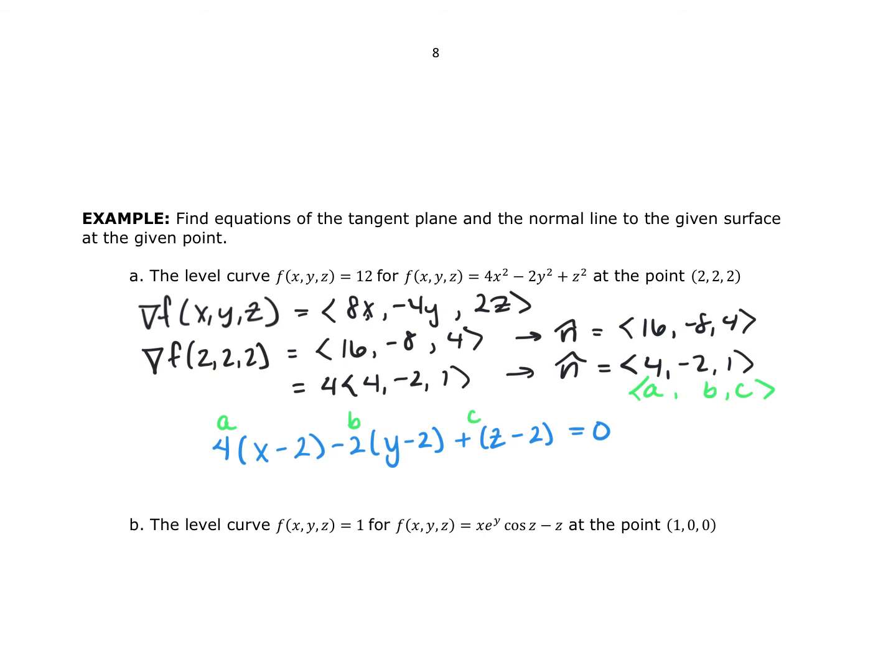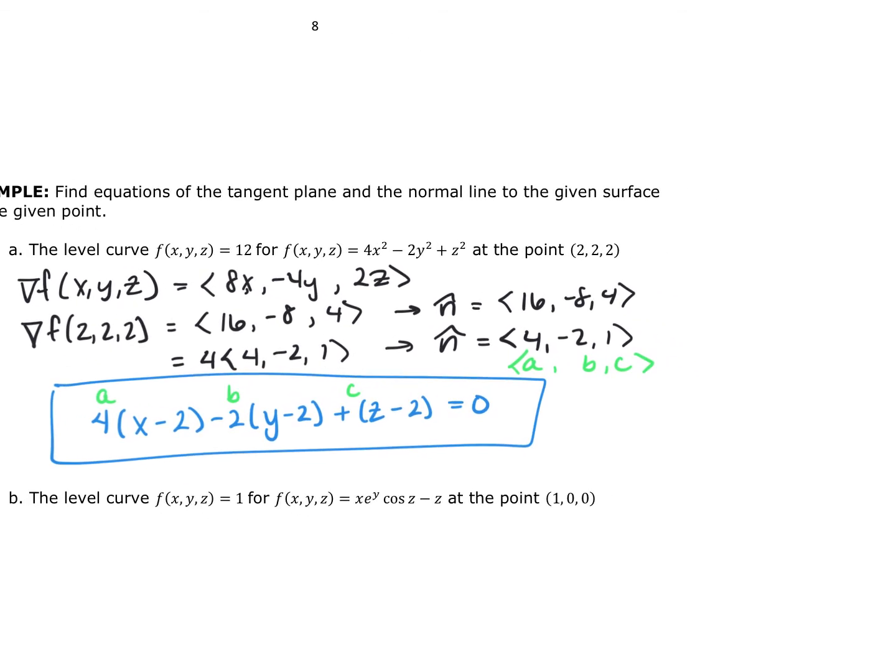Then we have to go back a little ways in our knowledge, and I believe it was in section 2.5, equations of lines and planes in space. The next thing is they want to find the equation of the normal line. We've got the equation of the tangent plane, that's this. The equation of the normal line, if we remember, goes through this point 2, 2, 2, and we have this vector n, which is equal to 4, -2, and 1.